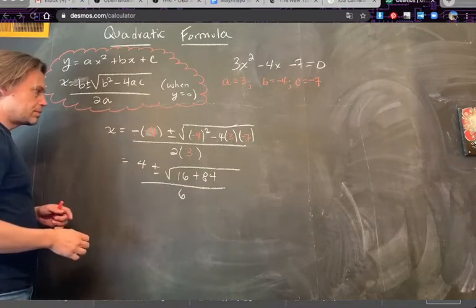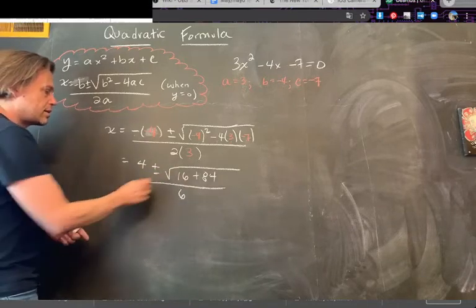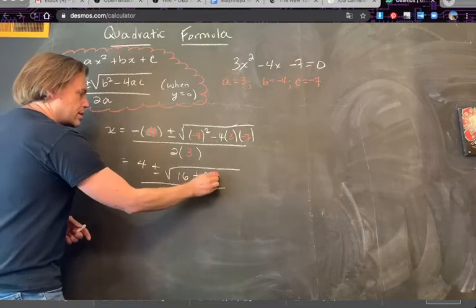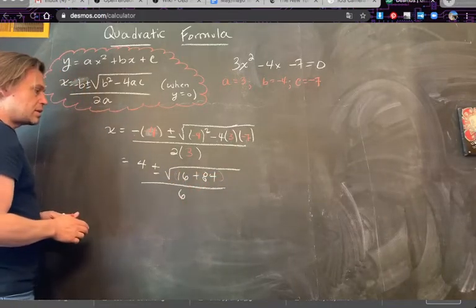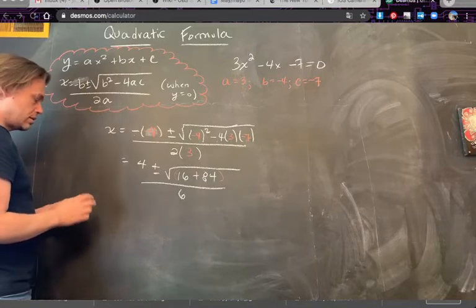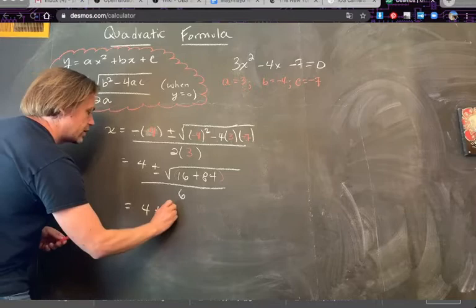All right. Then, to simplify the next part, this square root symbol is kind of like parentheses, so I've got to do this part first. 16 plus 84 is 100. That works out nicely, because 100 is a perfect square.